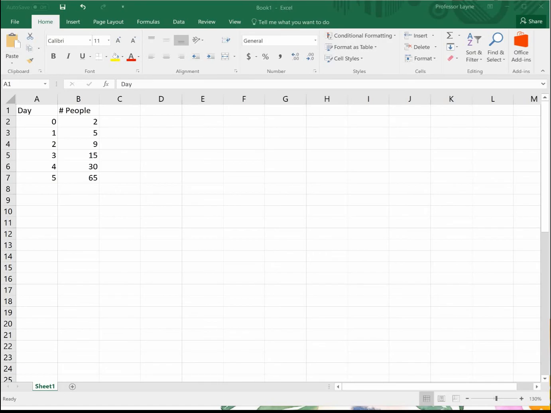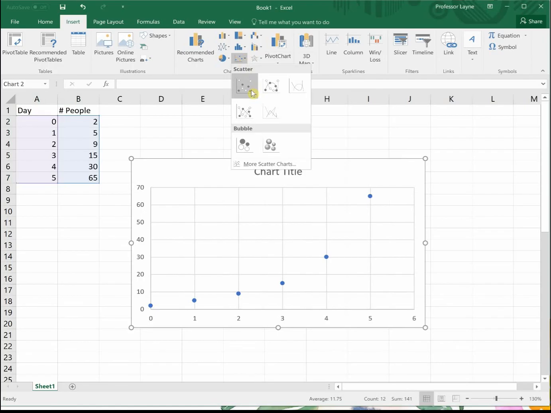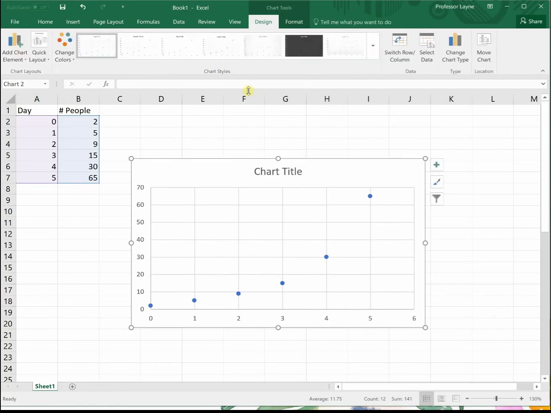So let's say that you want to come up with a model that shows the number of people that know the gossip based on what day it is. To do this in Excel, we're going to start by highlighting all of our data and then go up to Insert, Scatter, and pick the Scatter Plot option that just has dots. We don't want any lines connecting the dots at this point.